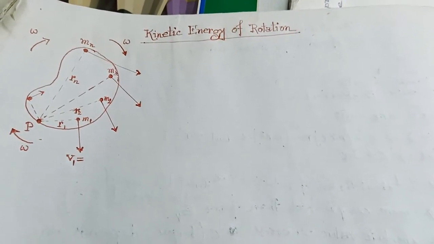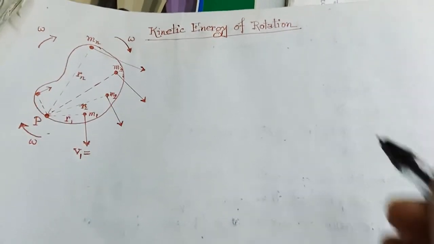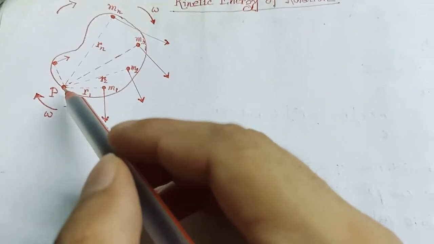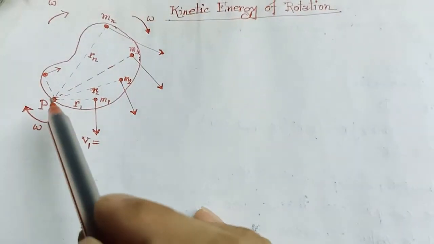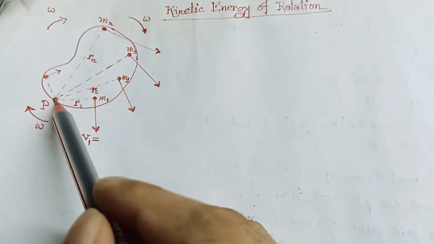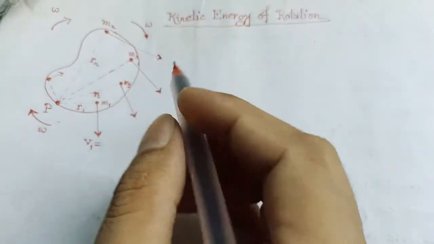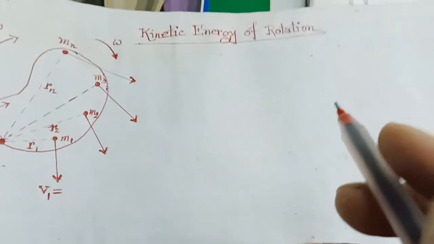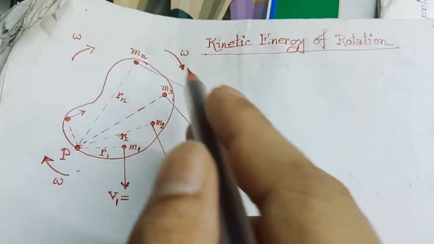Now the topic is kinetic energy of rotation, or kinetic energy in rotation. Let this rigid body be fixed at a point P, and the body is rotating around the point P. So P is a fixed point and the body is rotating through this point P, and let the angular velocity of the rigid body be omega. So by fixing point P, the rigid body is rotating.